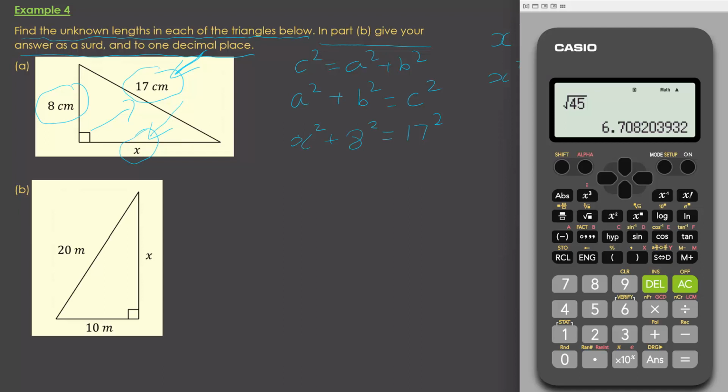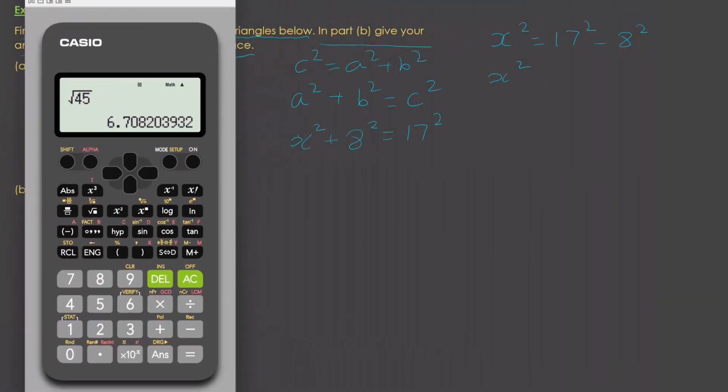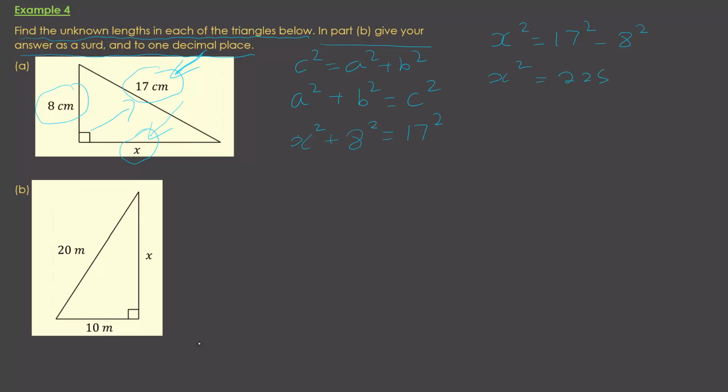So that is going to be 17 squared, take away 8 squared, and that gives me 225. That means that x is the square root of 225, and I know that that's 15, so the answer is 15 centimetres. Of course, we could always have calculated that if we didn't know it.